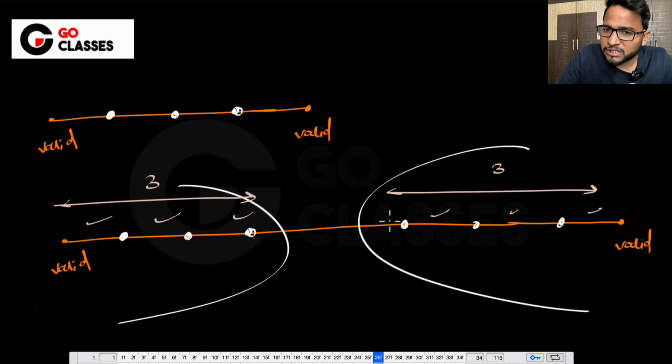Maybe you can have 0 distance. I mean, sorry, this is at least obviously 1, not 0. 0 means these two will overlap, but I don't want any overlap. So this is at least 1, but it is actually up to you. You can have any number of distance.